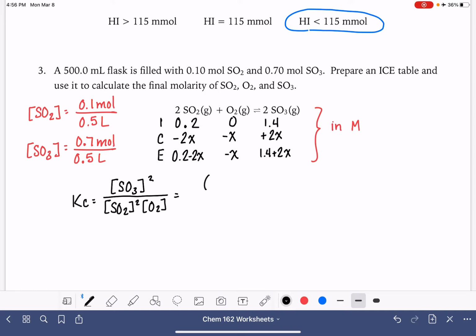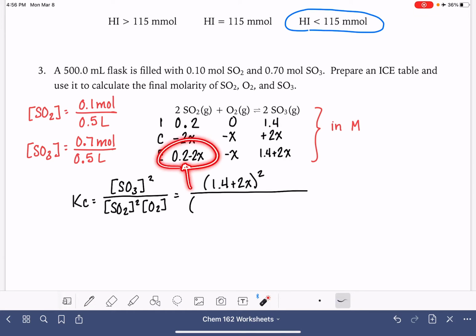What we're going to do is, instead of writing SO3, we're going to write the actual term for SO3. So that would be 1.4 plus 2x, and then don't forget that that needs to be squared. And then for SO2, the term from the ICE table is 0.2 minus 2x, and that needs to be squared. And then the term for O2 is negative x.